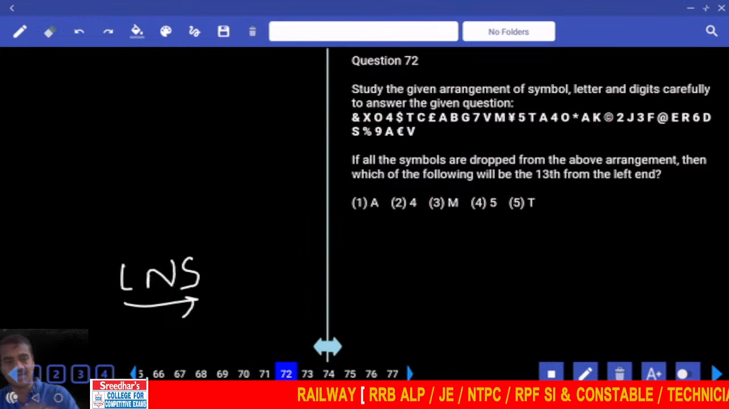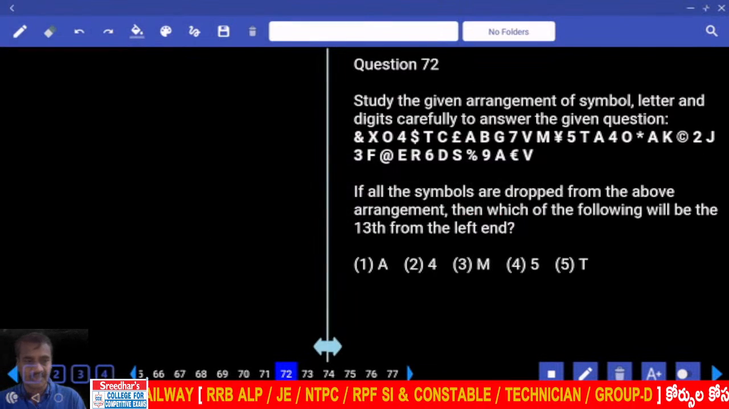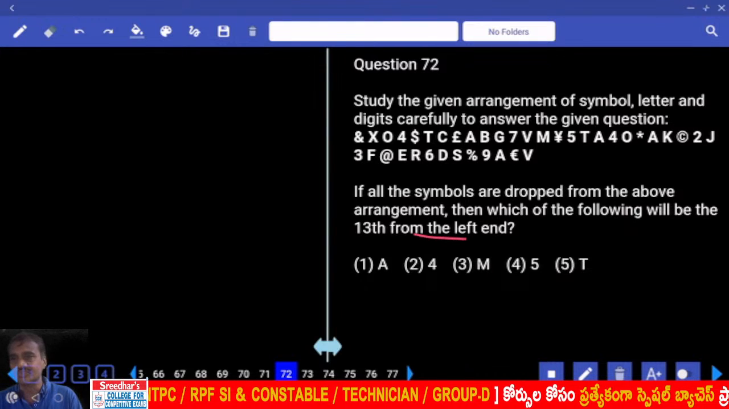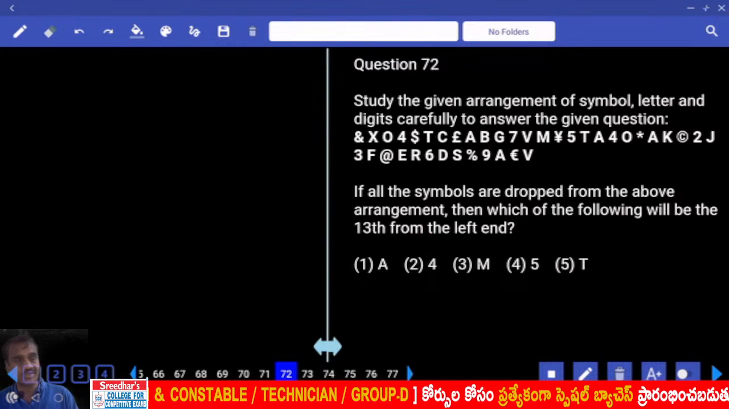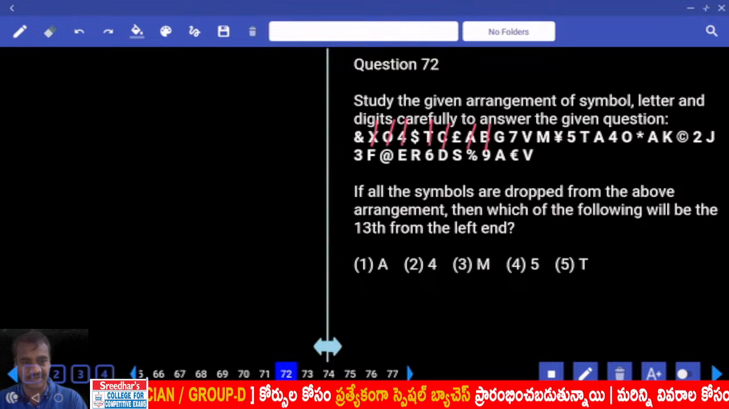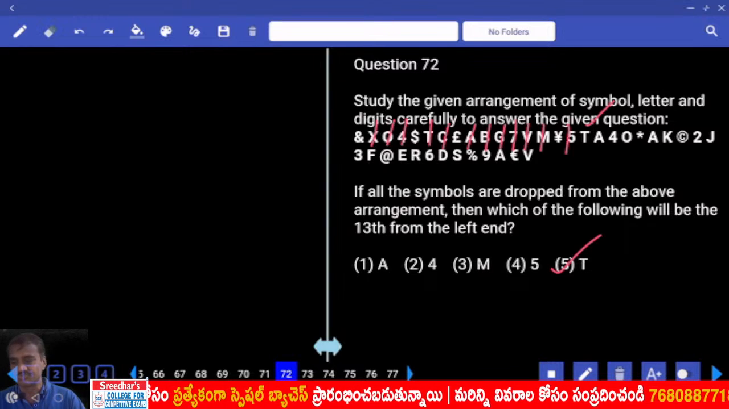Then 72, if all the symbols are dropped from the above arrangement. What are to be dropped here? All the symbols. Which of the following will be 13th from the left? Now 13th from the left hand side without the symbols: 1, 2, 3, 4, 5, 6, 7, 8, 9, 10, 11, 12, 13. What is the answer? T, that is choice for 72.